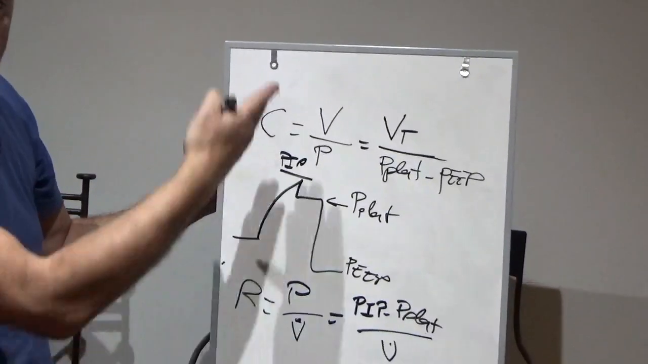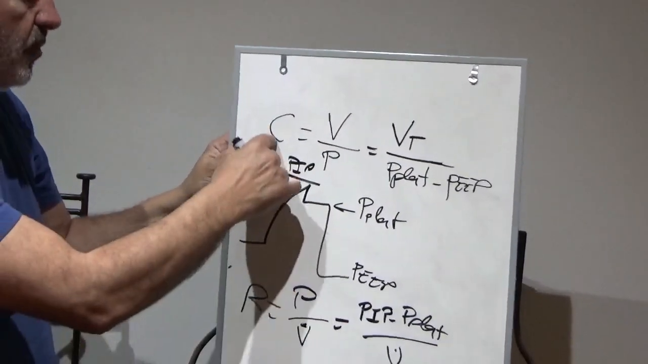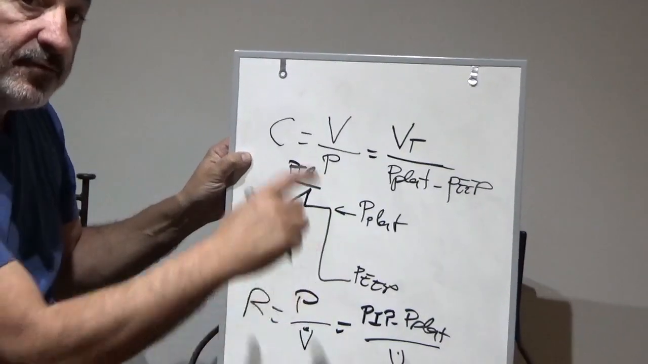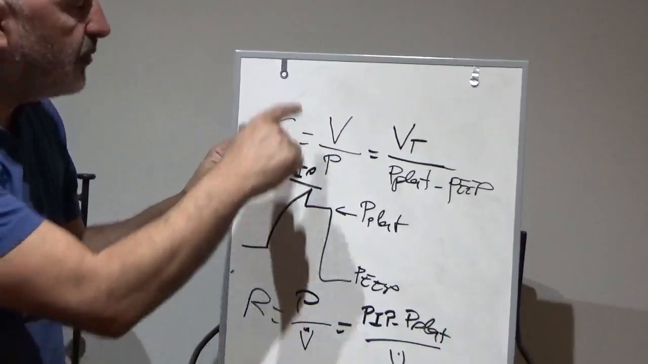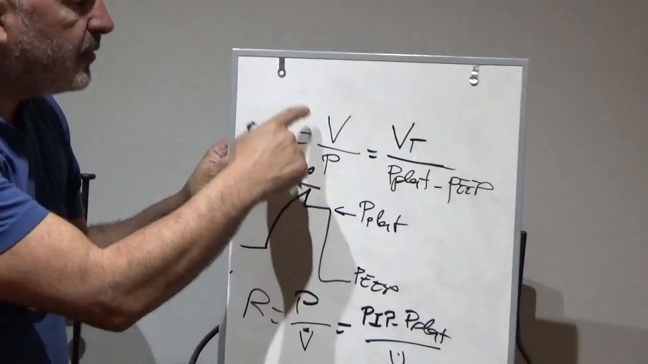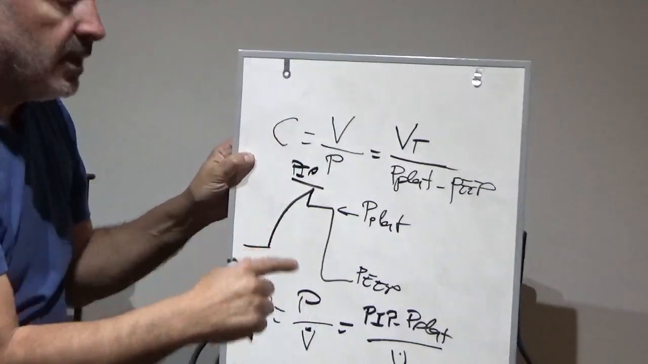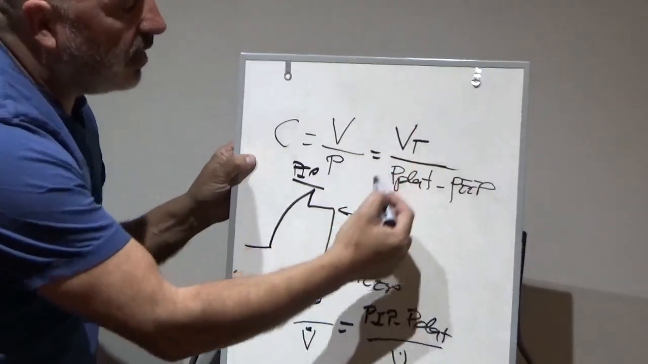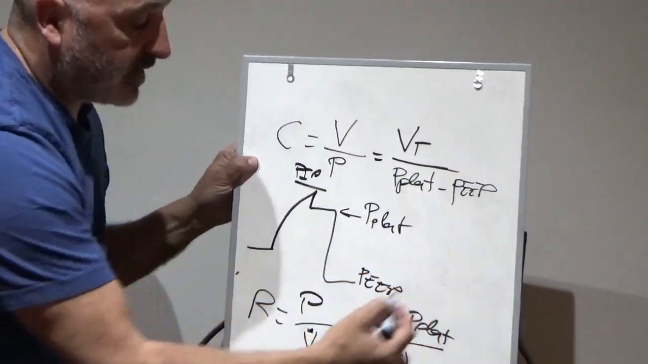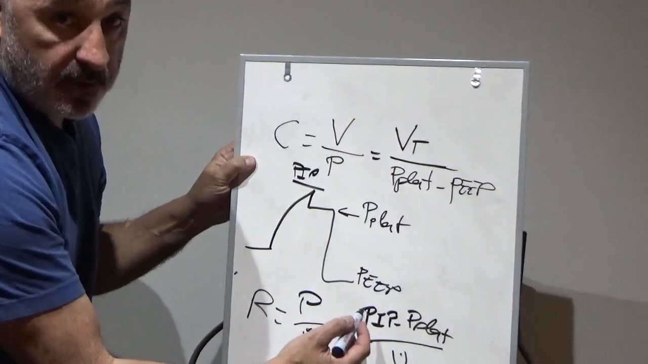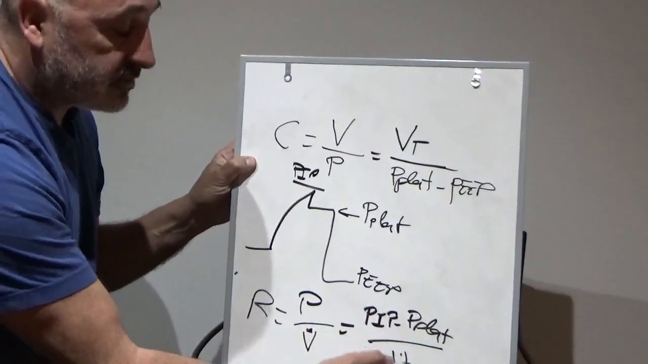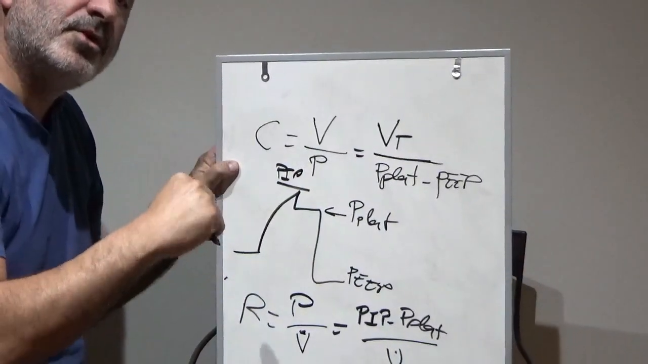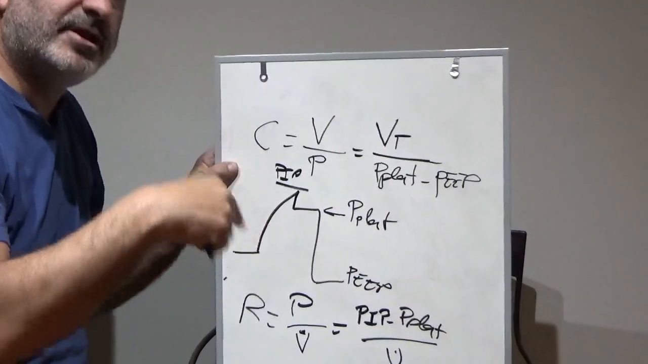So these are the two concepts, compliance and resistance, and we can measure both variables with our ventilator, measuring the tidal volume, the plateau pressure, the peak pressure, and the flow. So thank you very much, and we will review these concepts in the ventilator in another video.